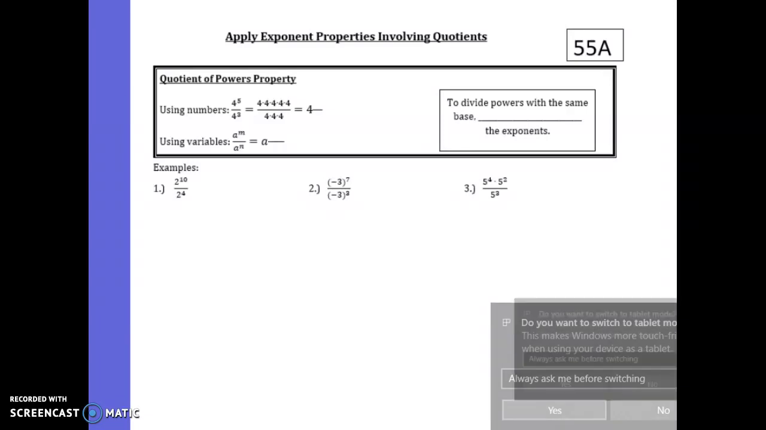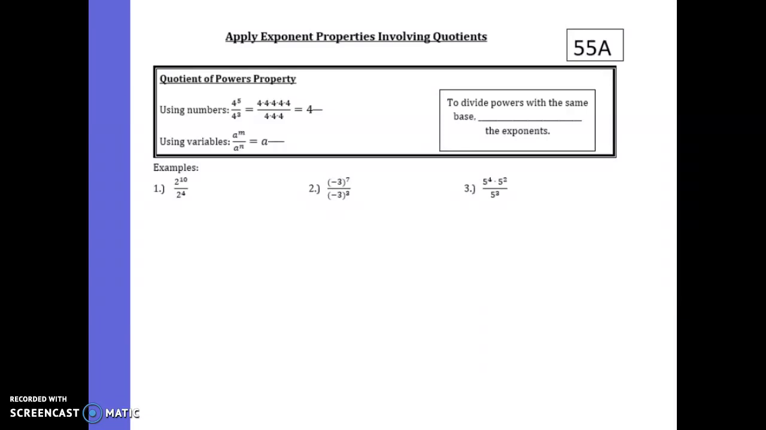Hey guys, welcome back. Today we're going to continue to talk about properties of exponents. Today we're going to learn about properties that involve quotients or division. So if I look at the first example, we've got 4 to the 5th divided by 4 cubed. I'm going to do it a little bigger right here.